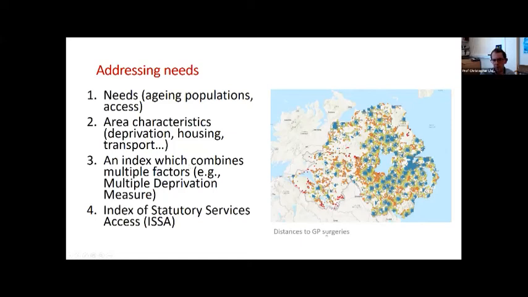So this is distances to GP surgery. So rather than using these catchment areas, this is literally a geographical straight line distance. You can use road distances or whatever. So the red grid cells are far from a GP surgery and the blues are close. Obviously, you'd expect that given the density of the population, but nonetheless, that's one bit of information you could use if you're thinking about accessibility. So we've created a very provisional version of something we call the Index of Statutory Services Access.